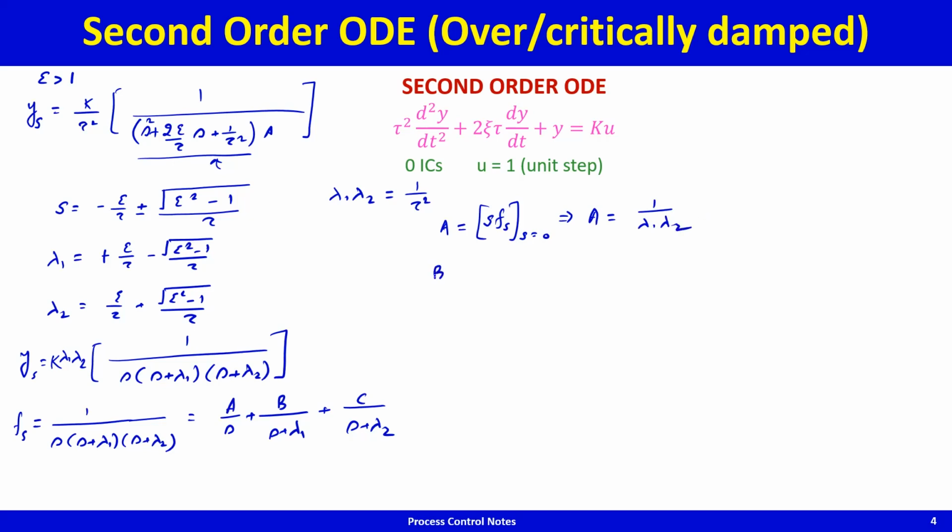Now let's look at B. B is going to be s plus lambda 1 times f of s calculated at s is equal to minus lambda 1. And what does this give B as? Hide this guy, so B is equal to minus lambda 1 times lambda 2 minus lambda 1. So this will be minus 1 over lambda 1 into lambda 2 minus lambda 1. And similarly, C is going to be s plus lambda 2 times f of s calculated at s is equal to minus lambda 2.